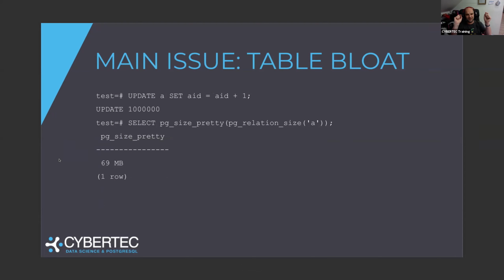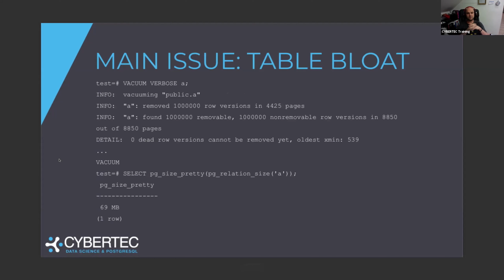The main question now is, how can we handle this space? How can we reuse it? And that's exactly the purpose of vacuum. So let's see. If we run vacuum, what it's going to say is vacuuming public.a, and then it says 1 million rows are removable and 1 million rows are not removable.